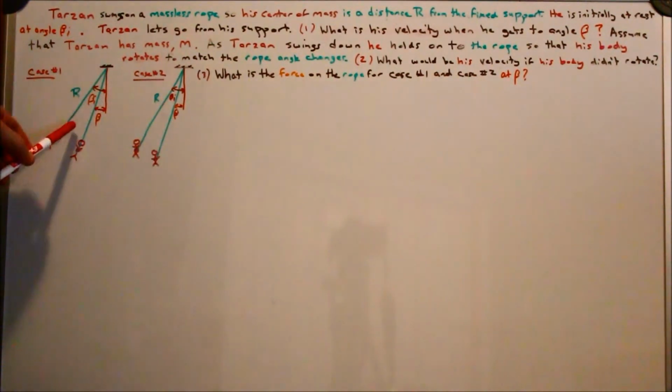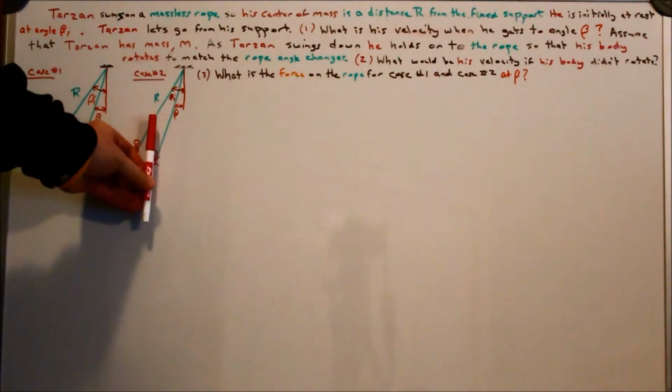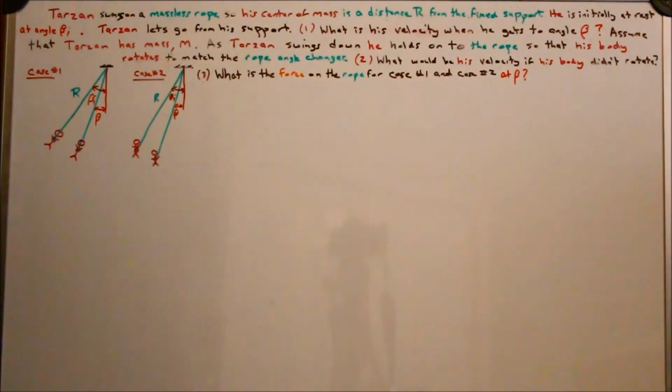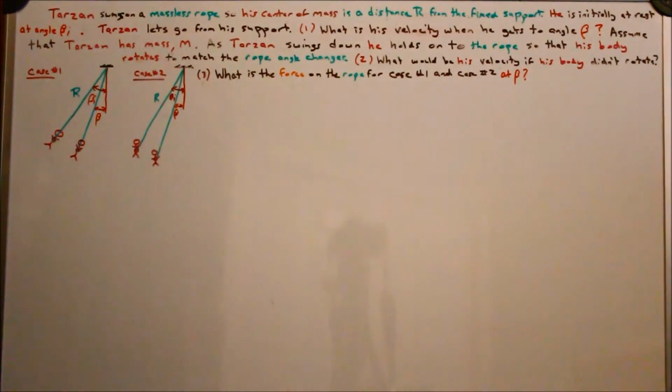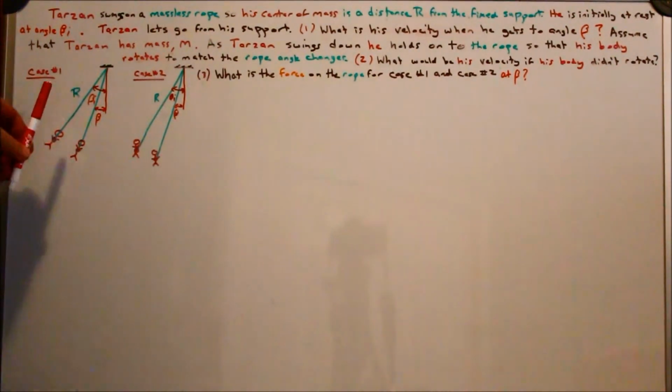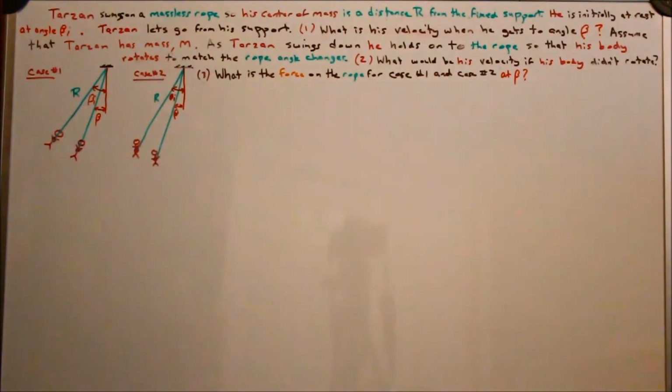So what's the velocity when he gets to beta for case one? What's the velocity when he gets to beta for case two? And then the next question would be, what's the force on the rope when he gets to angle beta for case one and case two? Pause the video, solve the problem, and I'll have an answer, and then you can compare answers.